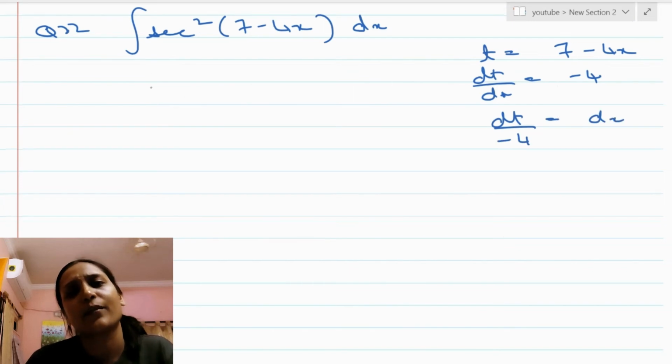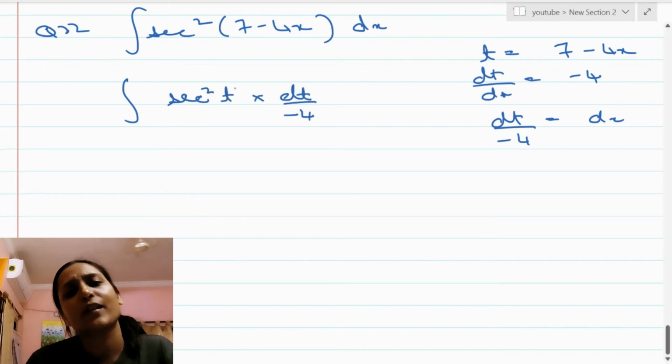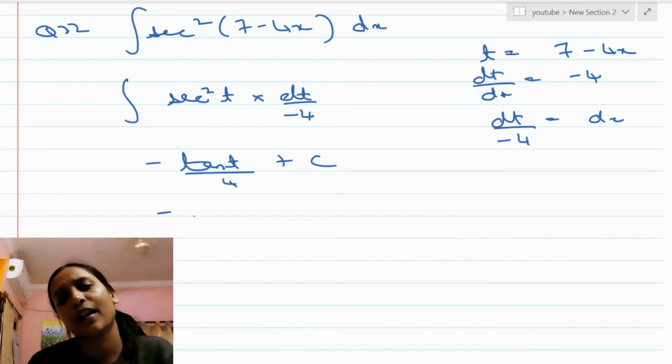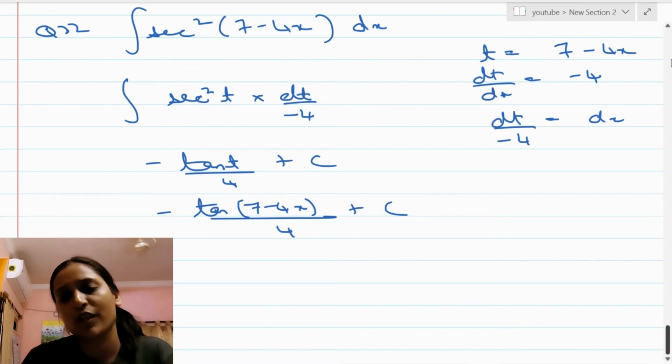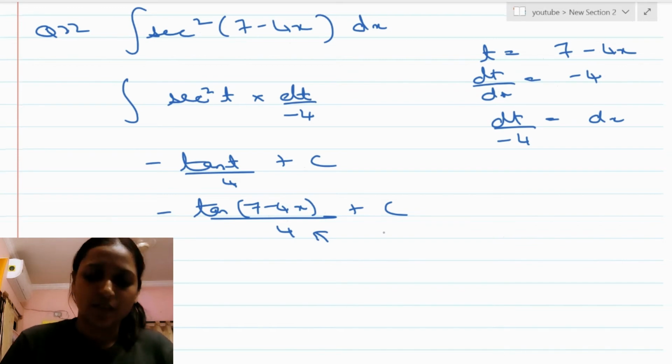So let us substitute it. So we'll get secant square t into dt by minus 4. Secant square t's integral is tan t. So minus tan t by 4 plus c. And t is nothing but 7 minus 4x. So this would be minus tan of 7 minus 4x by 4 plus c. Now, a common trick is that while differentiating, when you multiply using the chain rule, the chain rule value would always come in the denominator. So that is how you can use this trick to figure out the answer.